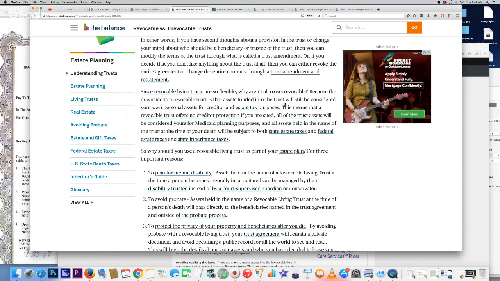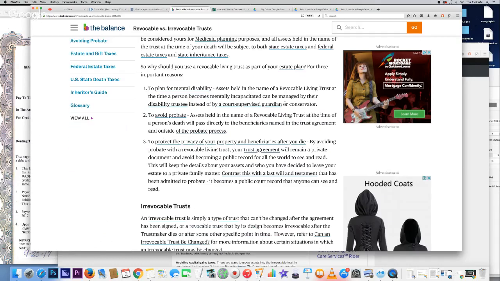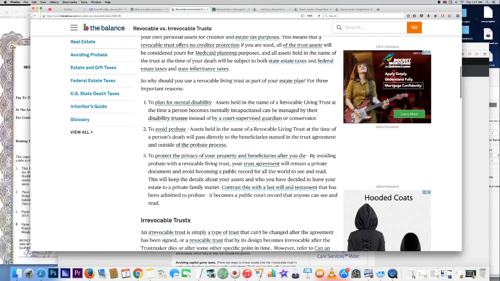So why should you use the revocable trust as a part of estate planning? For three important reasons. To plan for a medical disability. Assets held in the name of the revocable trust at the time a person becomes mentally incapacitated can be managed by their disability trustee instead of by a court supervised guardian. Yeah, exactly. You see what I mean?